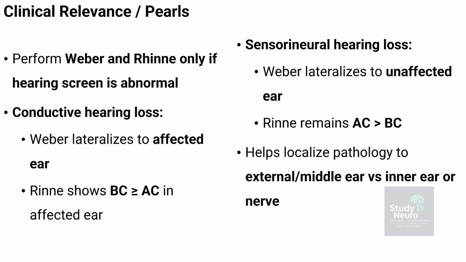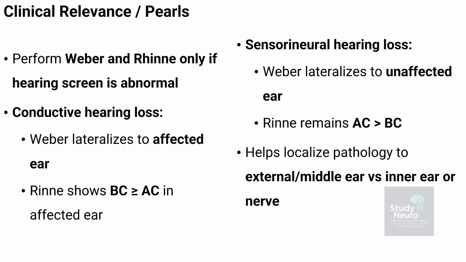In a normal examination, whispered sounds are heard clearly in both ears. Air conduction is louder and longer than bone conduction on the Rinne test, and the Weber test does not lateralize to either ear. Clinically, it is important to remember that Weber and Rinne tests are only necessary if the initial hearing screen is abnormal. In conductive hearing loss, sound lateralizes to the affected ear on the Weber test, and bone conduction equals or exceeds air conduction on Rinne testing.